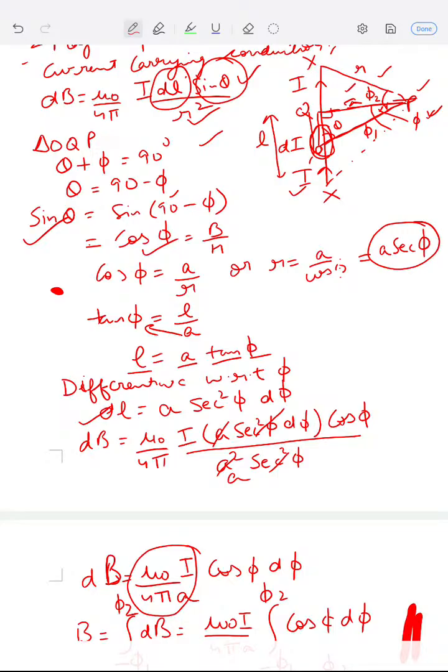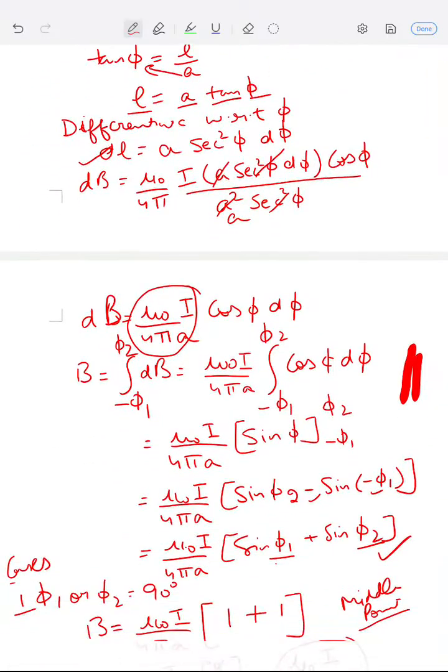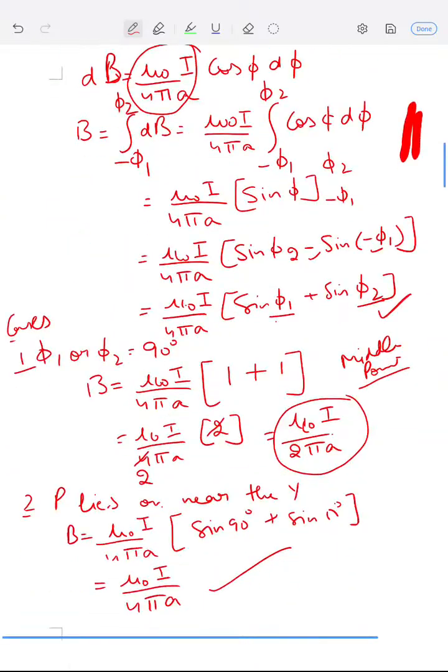We have put the value of dl in the Biot law. We have put the value of sine theta. We have put the value of r. After putting the values, we got mu 0 I upon 4 pi a, cos phi d phi. So we need to calculate the total magnetic field from the interval minus phi 1 to phi 2. So we put the value of dB, and the constant part will be outside the integral, and the variable part is cos phi. We integrate cos phi, it becomes sine phi from minus phi 1 to phi 2, sine phi 2 minus sine phi 1. So after solving, we got the result.